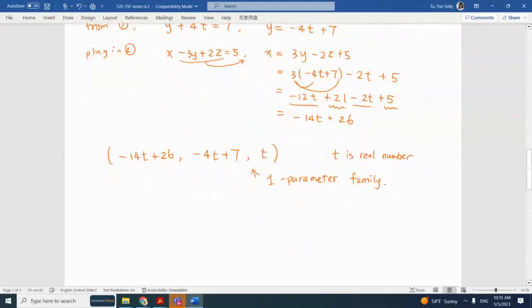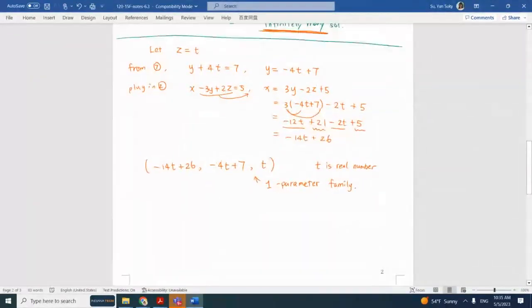And one parameter family, what does that mean? It corresponds to a line in space. Okay? A line in the space. Yes, it's a line in the space.